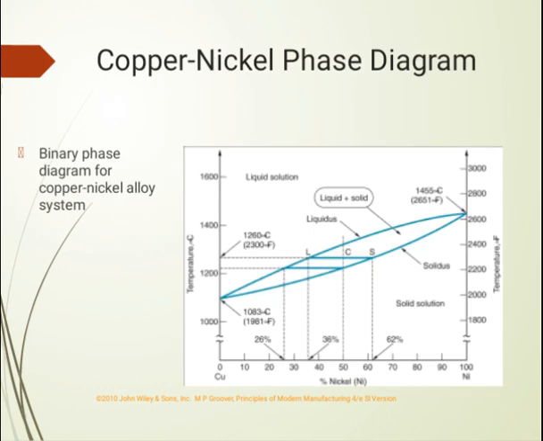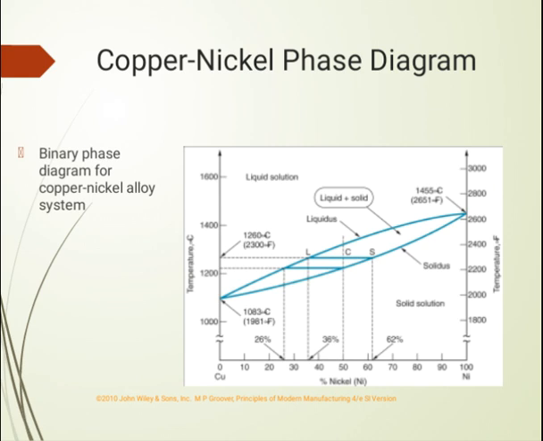For example, in the phase diagram of copper and nickel, from the left hand side copper keeps adding up to 100. From the right hand side nickel keeps reducing from 100 to 0. Copper starts melting at the melting point of 1083 degrees centigrade. Nickel, at 1455 degrees centigrade, goes from solid to liquid state.